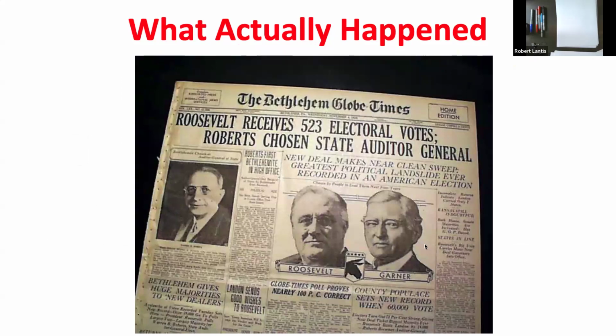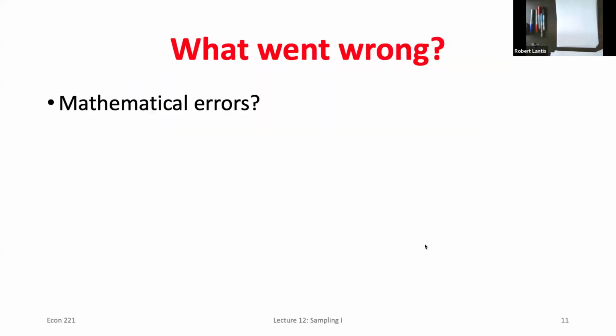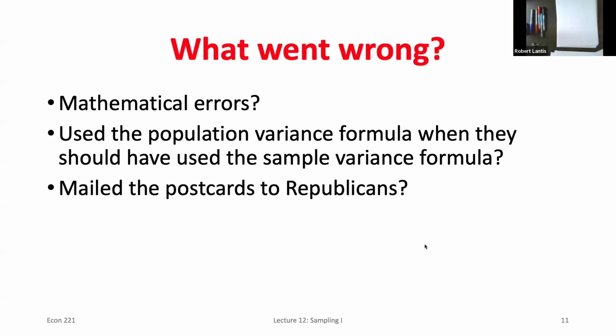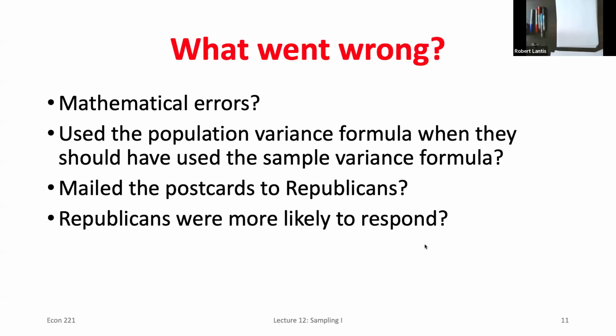But not only were they wrong, it was a landslide in the other direction, right? Roosevelt cleaned house. So how did they get it so wrong? Did they make math errors? I'm being dumb here, but did they use the wrong population-to-sample variance formula? Or, what seems more likely, did they somehow only mail their postcards to Republicans? Or did something they do make it so that they sent more out to Republicans?